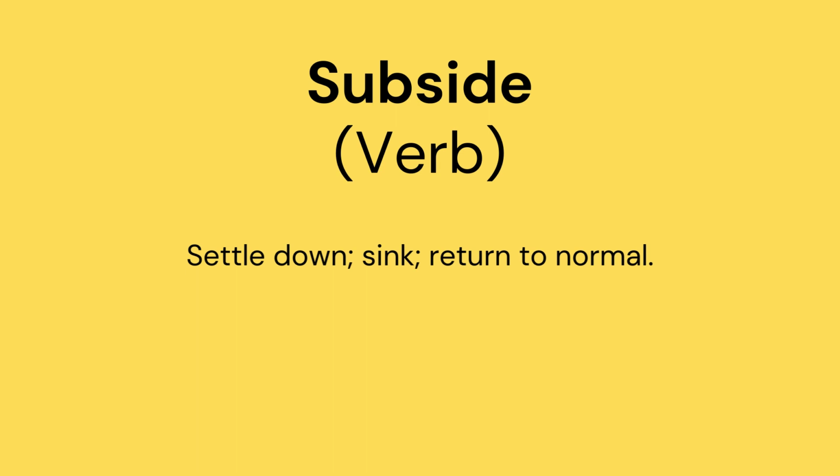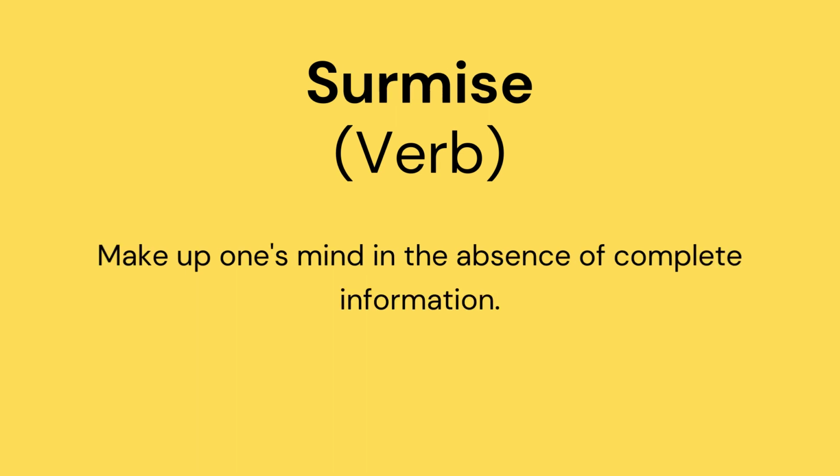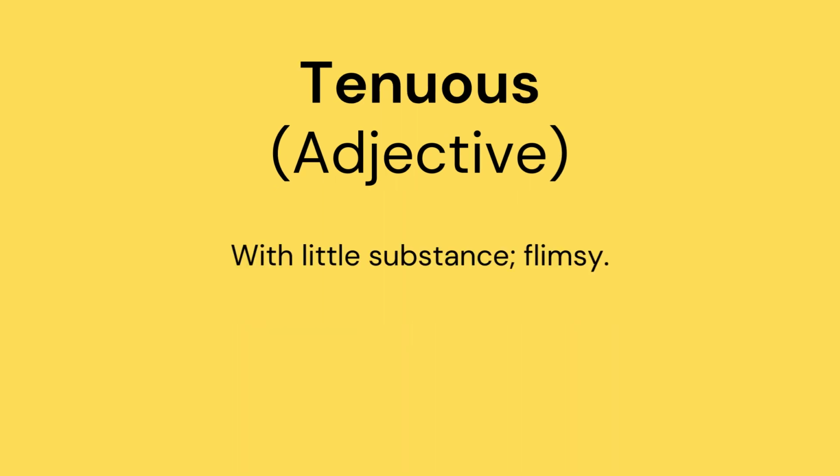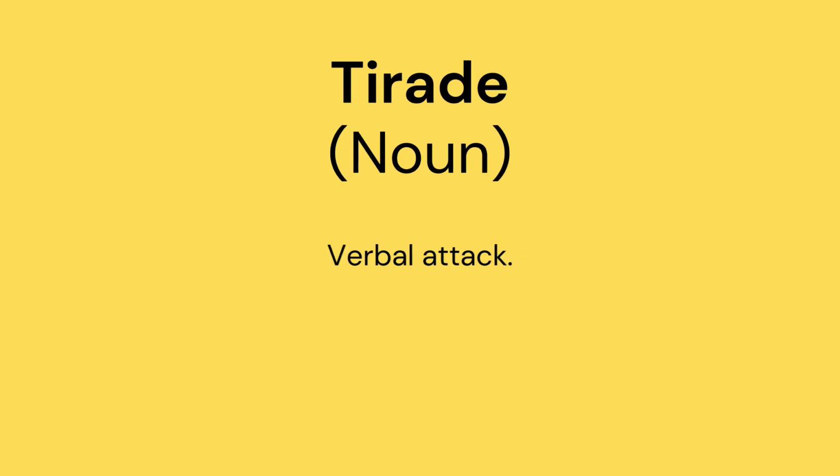Subside is a verb meaning to settle down, to sink, to return to normal. Surmise is a verb which means making up one's mind in the absence of complete information. Tacit is an adjective meaning implied, something not said but understood. Tenuous is an adjective meaning something with little substance, something flimsy.